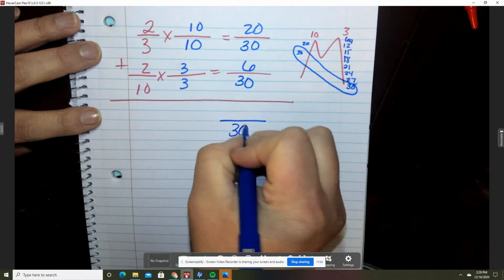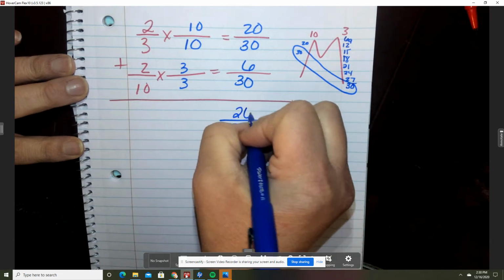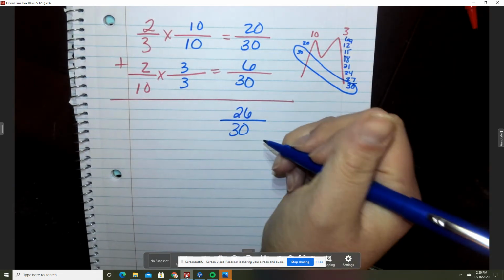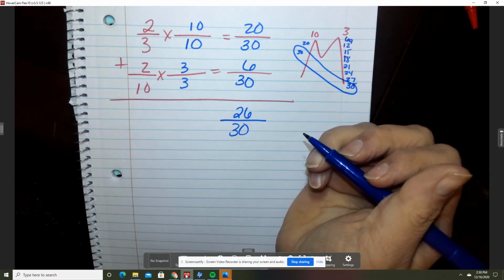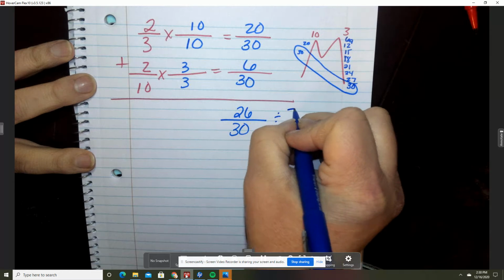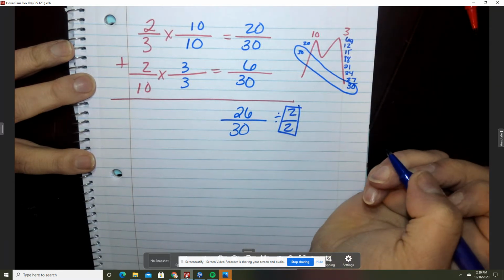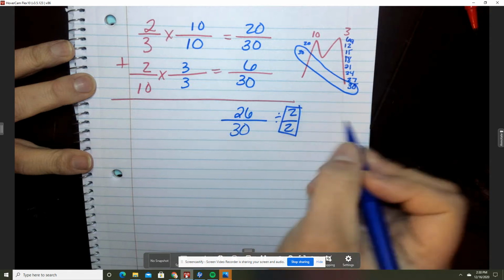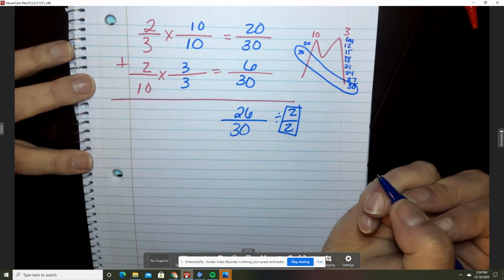Okay, 30 is my denominator. So 20 plus 6 is 26. I can't leave it like that. I've got to divide. And I would say if you are very unsure on what to divide this by, if they are both even numbers, divide it by 2. And the worst case, you'll just have to divide again. But 26 divided by 2 is what? What would 26 divided by 2 be?